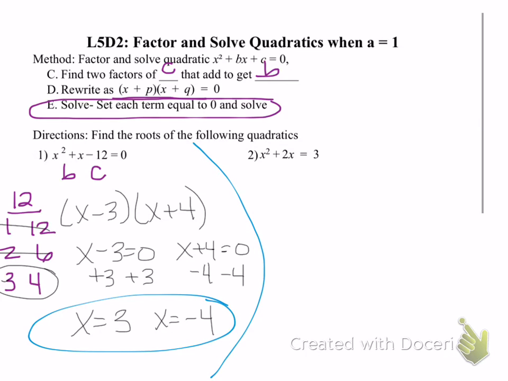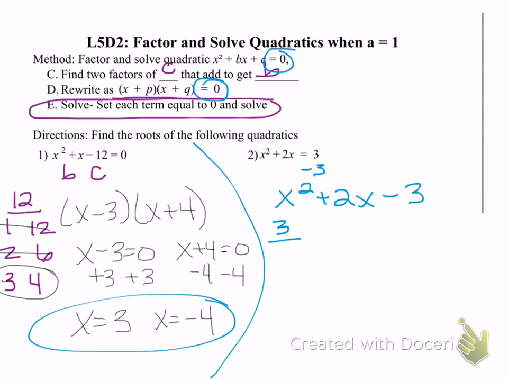If you look at number 2, there's something a little different about this one than the other ones. We see that it's equal to 3, but we need it to be equal to 0, that's what's given in the formula. So let's move over that 3. If that's a positive 3, how do I get it to the other side? I subtract. So my new quadratic is x squared plus 2x minus 3.